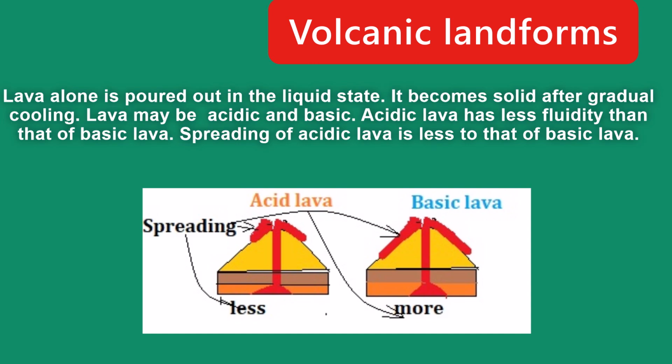Lava alone is poured out in the liquid state. It becomes solid after gradual cooling. Lava may be acidic or basic. Acidic lava has less fluidity than basic lava. Spreading of acidic lava is less than that of basic lava.